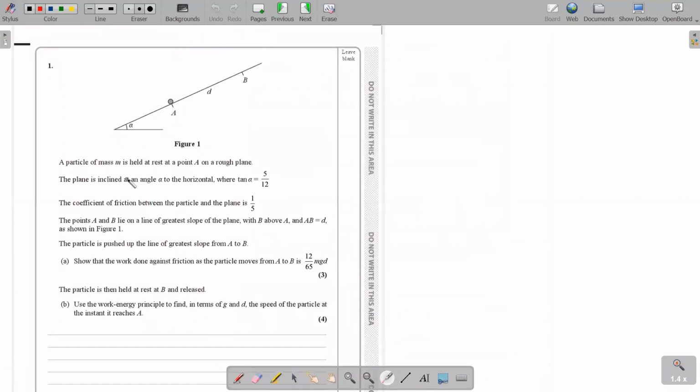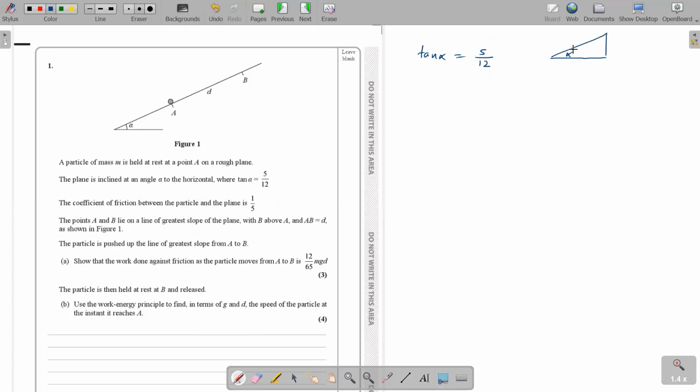A particle of mass m is held at rest at a point A on a rough plane. The plane is inclined at an angle alpha to the horizontal where tan alpha equals 5/12. The coefficient of friction between the particle and plane is 1/5. Mark down the tan alpha value is 5/12. I think it's better that we write down our sin alpha and cos alpha as well, right?